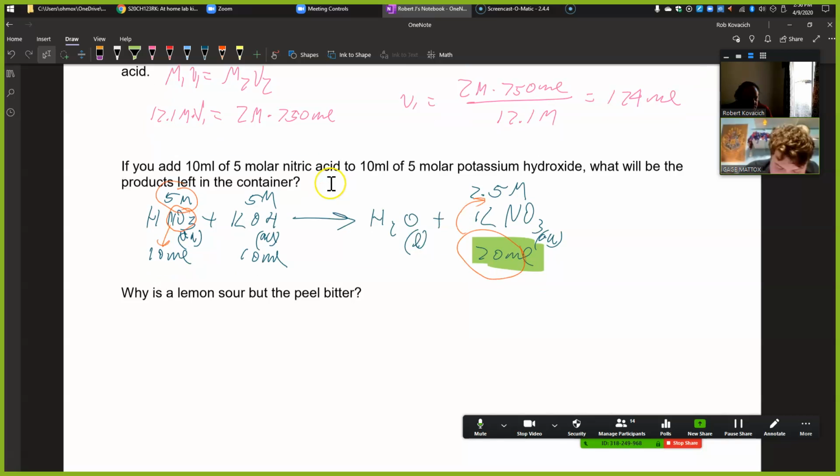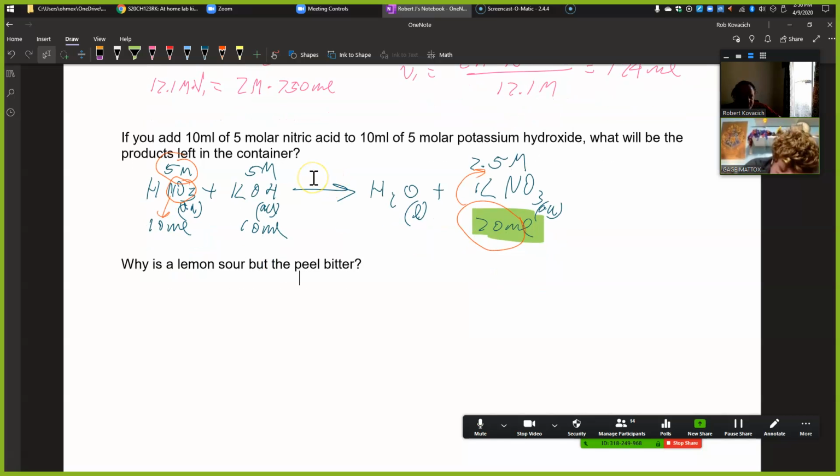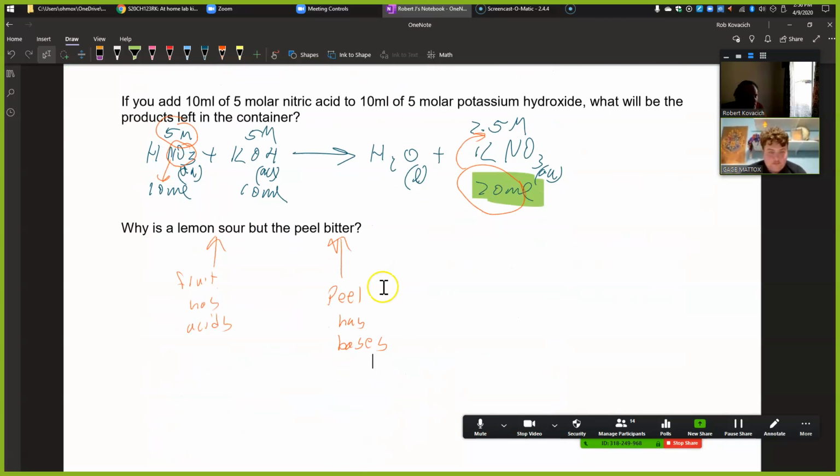Okay. So lemon is sour. Why? The citric acid in it. The fruit has acids. Yes. And then the peel? I don't know what the chemical's called, but it has some type of base in it. Peel has bases. Okay. All right, that's all I got.